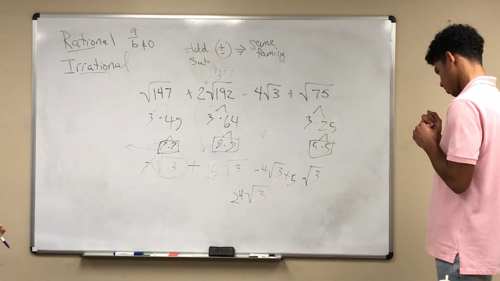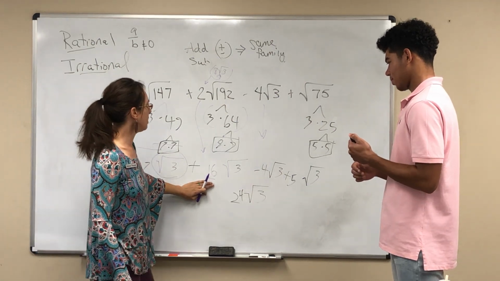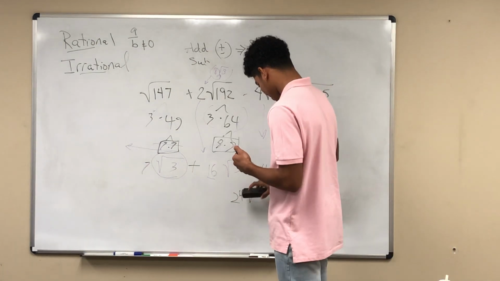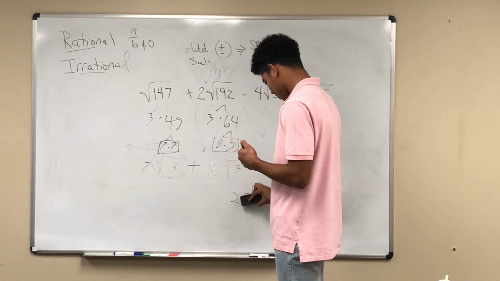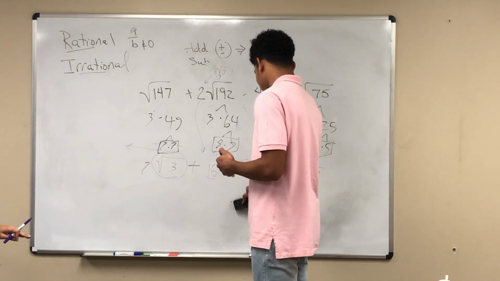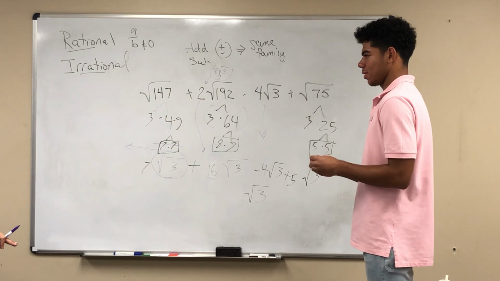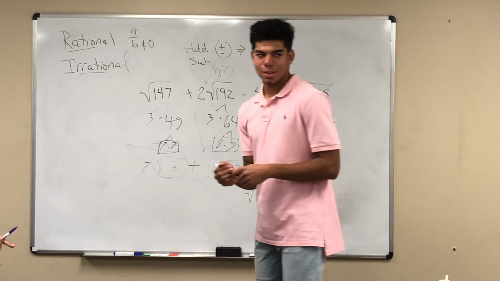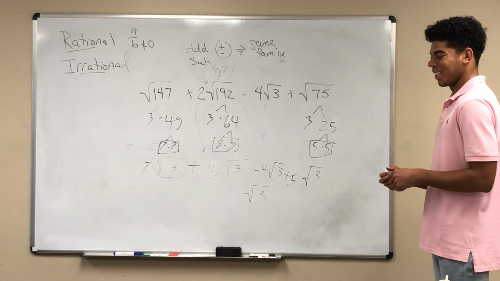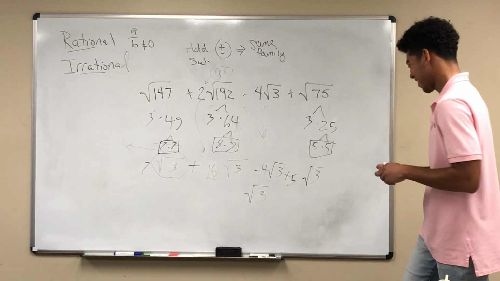Let's see, 7 plus 16 is 23, minus 4 plus 5. Should it be 23? I have 24. Yeah, 24. You're right. Good job. Yeah, 24.